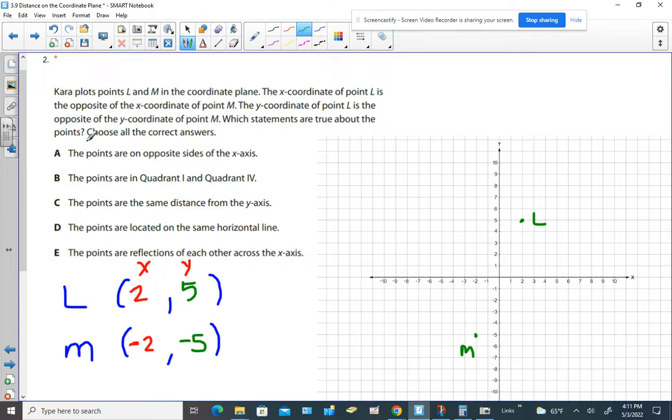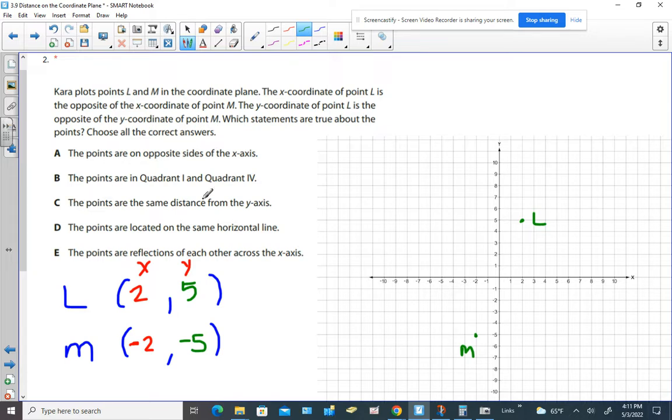All right, A, it says the points are on opposite sides of the x-axis. So here's the x-axis. Are they on opposite sides? B, the points are in quadrant 1 and quadrant 4. So we have quadrant 1, and is this quadrant 4? This is quadrant 3, so I don't know if that would apply.